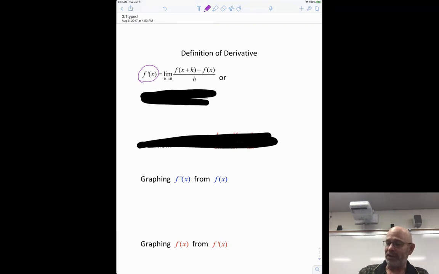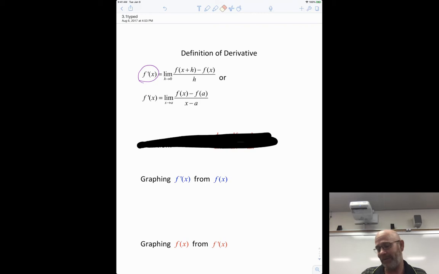But that's the definition. There's an alternate definition of derivative, which is this. It's the same basic idea. It's still taking a limit as 2 points approach each other. They're just changing the variables on you, basically. So the alternate definition is limit as x approaches a of f of x minus f of a all over x minus a. So it's really the same thing. It's just notation for notation purposes.